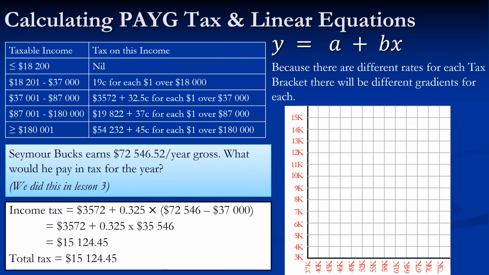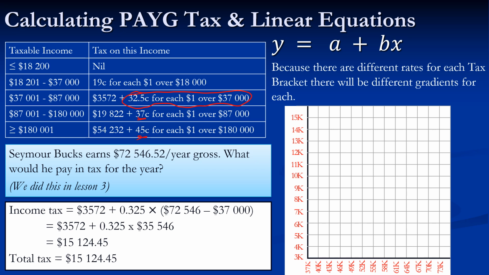Now we can also calculate PAYG tax and express that as a linear equation. But we're going to have to do that for each tax bracket, because you can see that we have a variety of different rates here. So we've got a 32% rate, a 37% rate, and a 45% rate. So back to Seymour Bucks from lesson 3, he earned 72,000 or thereabouts a year gross, and we want to see how much Seymour pays in tax. So we can complete the equation.